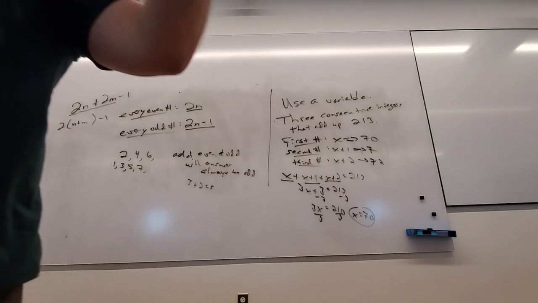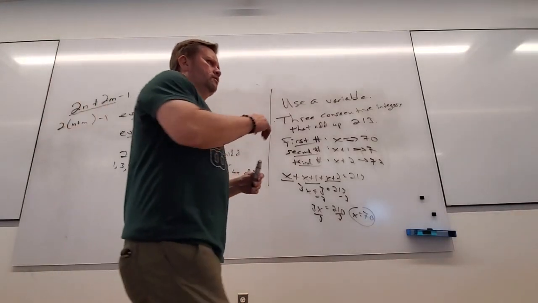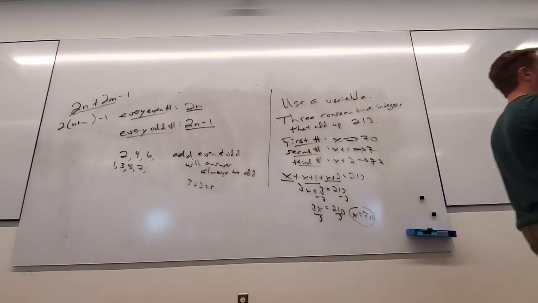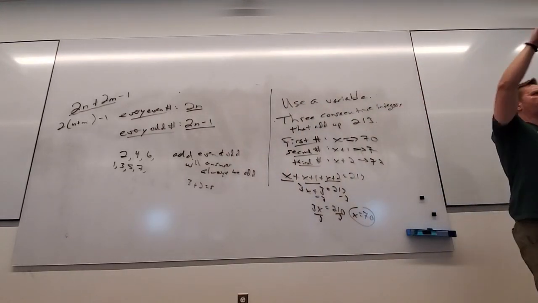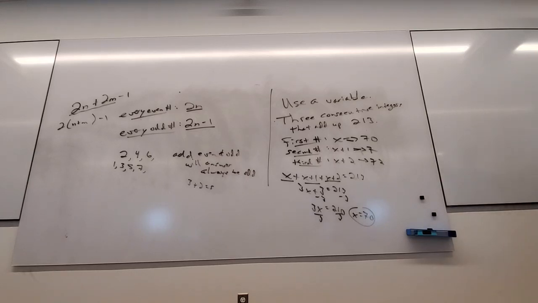Right? Yes? So that was 1.1. When I started talking about the ways, we got guess and check, use a variable, and draw a picture. Those are the 3 methods in section 1.